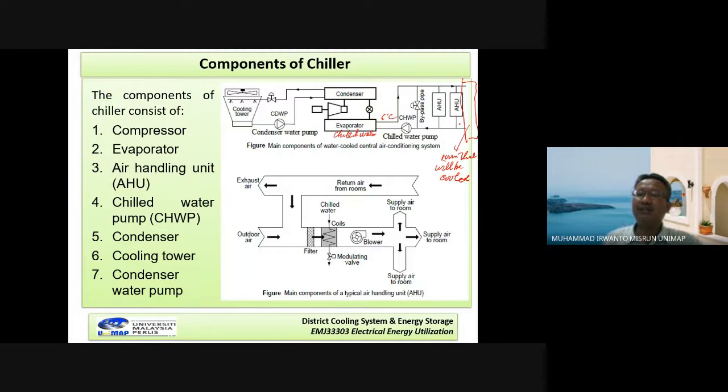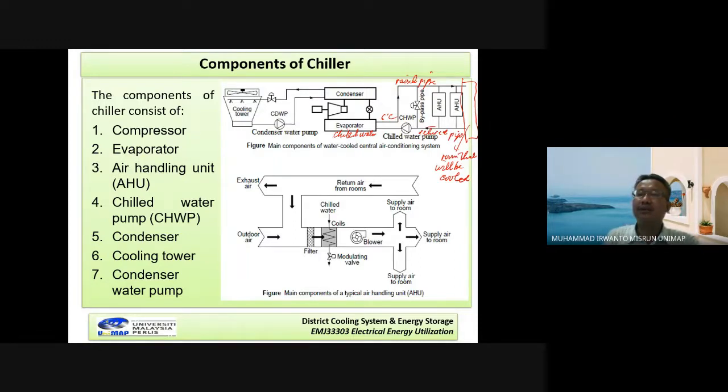After finishing, when we want to cool, during this operation this room will be cooled. Now the air will be rejected to the AHU again, and then through this pipe. This pipe we call the return. This one is the riser pipe, and this one is the return pipe.